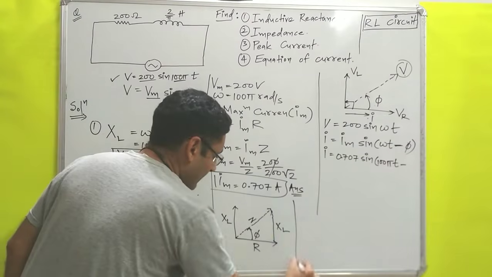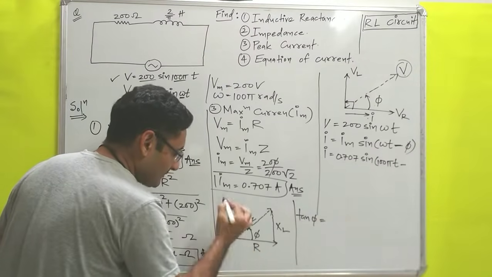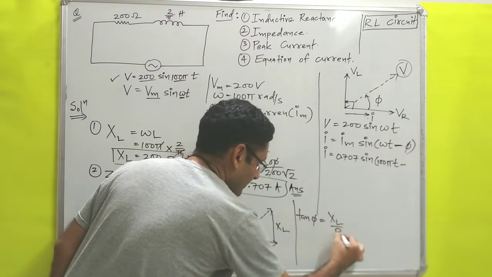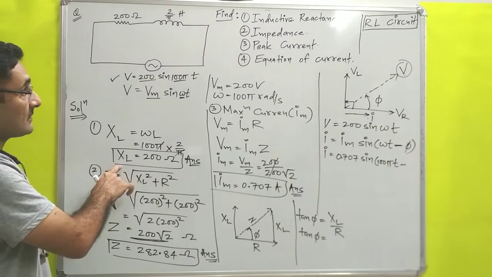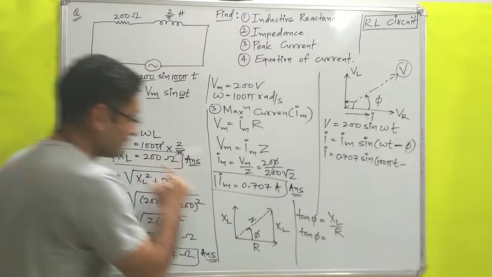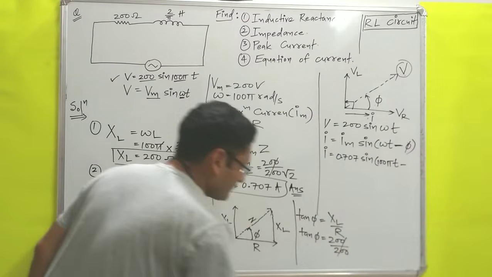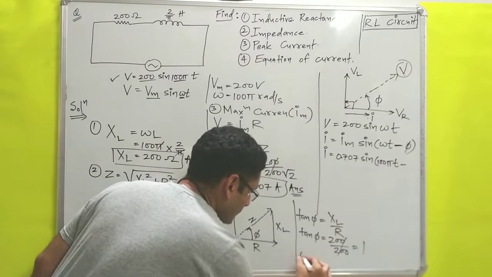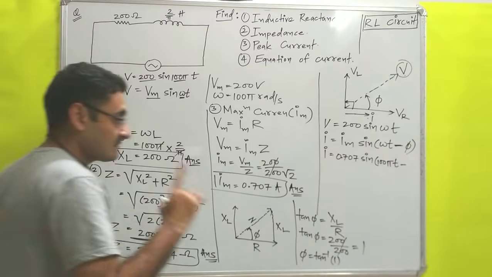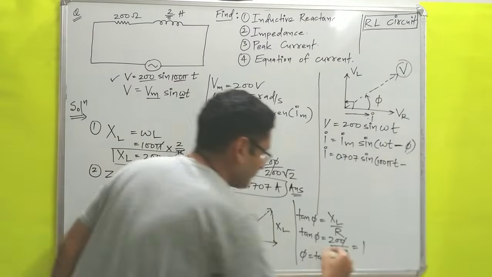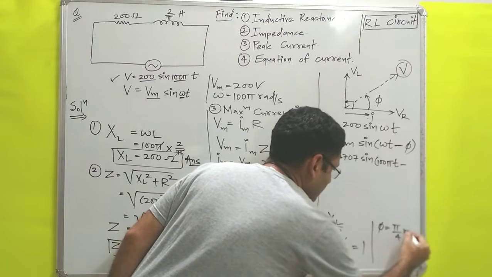So from that, can I find the value of tan phi? Tan phi is equal to perpendicular by base, so it is XL by R. XL is the inductive reactance, which is 200, and resistance is also 200. So 200 will get cancelled out, which is equal to 1. So phi is equal to tan inverse 1, and at 45 degree the value of tan is 1. So I will write phi is equal to 45 degree, or pi by 4 radian.